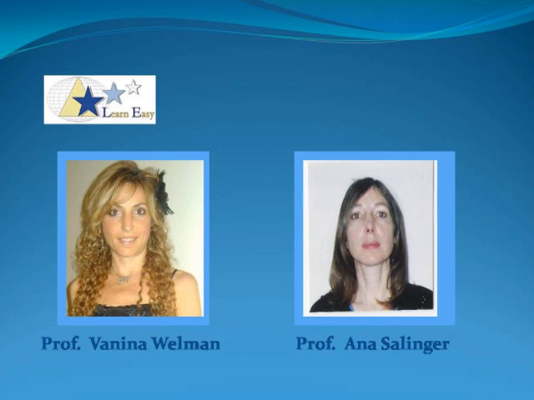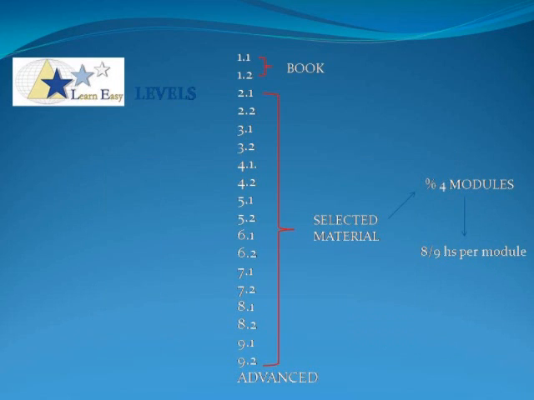In this video, I'll explain the Learn Easy syllabus and the number of levels in our program. In Learn Easy system, there are 9 levels. Each level is divided into 2. So, there's level 1.1, 1.2, 2.1, 2.2, 3.1, 3.2, and so on. After level 9.2, there's a special course called Advanced.